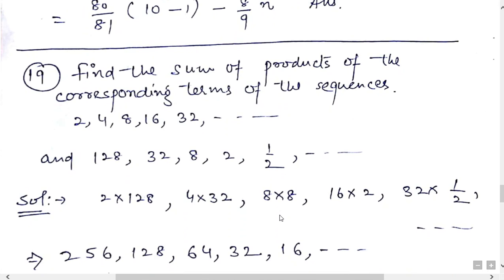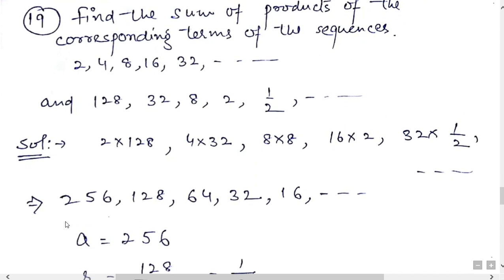Two series are there in this question. Question number 19. 2, 4, 8, 16 and 32. Only 5 terms are there, no dots. 128, 32, 8, 2 and 1 over 2. You have to find the sum of the products of these series. 2 multiply 128, 4 multiply 32 and similarly the other terms.